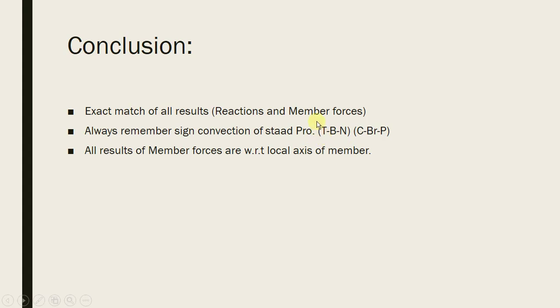TBN, that means tension having blue color having negative in terms of magnitude. CBRP, that means compression having brown color in diagram and having positive value in terms of magnitude. And all results of member forces are with respect to local axis of member. Always remember this about StatPro. All member forces include Fx, Fy, Fz, Mx, My, Mz.